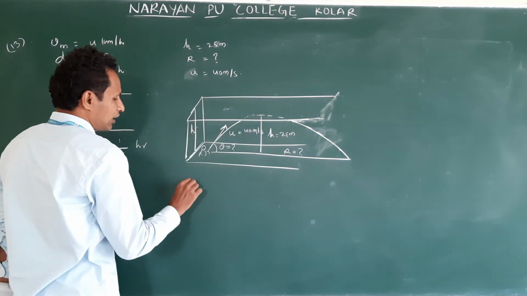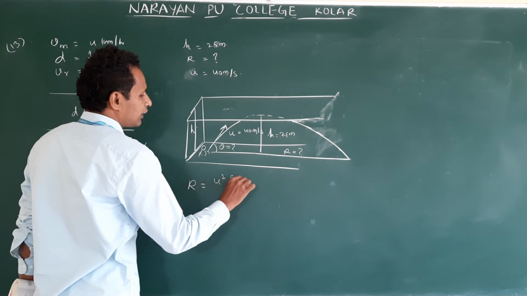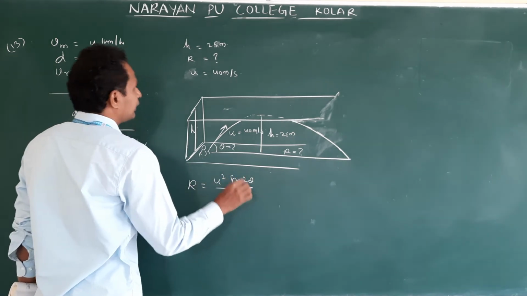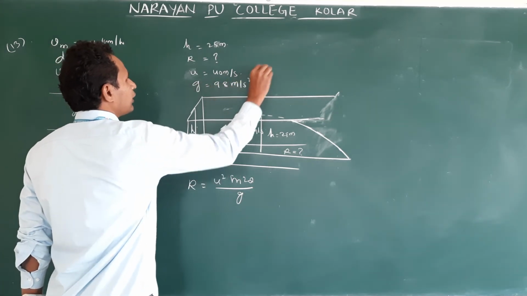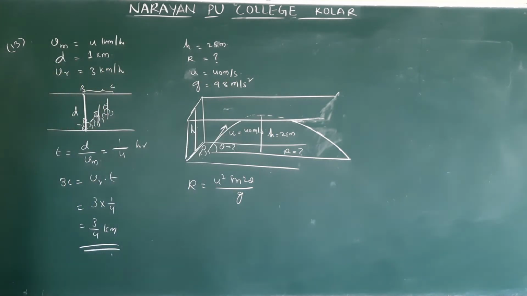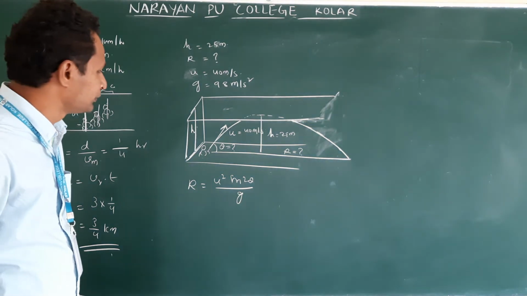What is the R formula? R is equal to U square sin 2 theta by G. G they did not provide, so we take it as 9.8 meters per second square. If they don't mention G, it is taken as 9.8 meters per second square. Sometimes they will provide the G value as 10 instead of 9.8. Okay, if they provide it, then we will take the value they provide. Clear? If not, it's taken as 9.8.